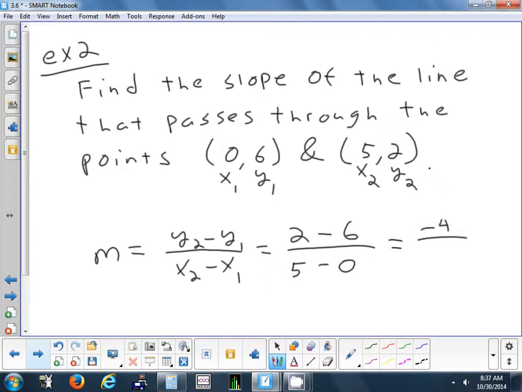Negative 4 divided by 5 take away 0 is just 5. What does a negative slope mean? Versus the one we just did was a positive slope. Yeah, it means as you head to the right, it's heading down. Versus as you head to the right, if it's heading up, that's a positive slope.